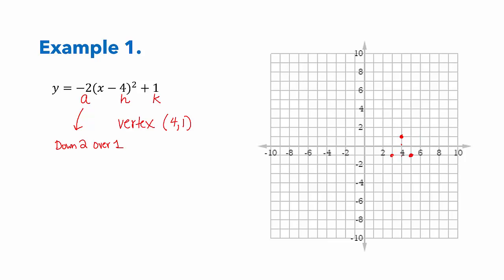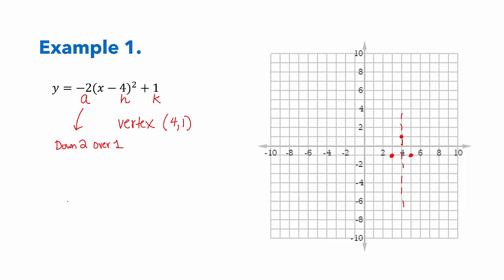Now I can do that in both directions because the parabola does have symmetry, right? This is the axis of symmetry right here. But I cannot continue. I can't keep doing down 2, over 1. That would be wrong. That would be a line right here or a V shape, right? So I can't do that again.